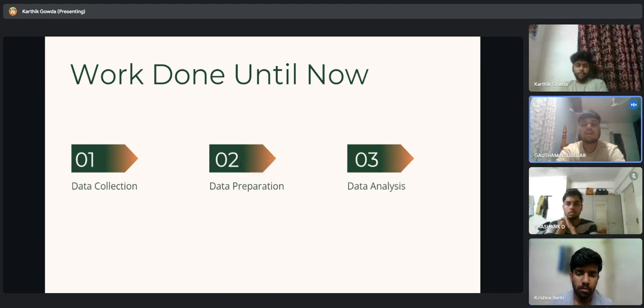Hi sir, myself Gautam. You can see here there are three different steps through which we have done it. The first step includes data collection, the second part is how we prepare the data which we collected, and then comes the data analysis. Next.